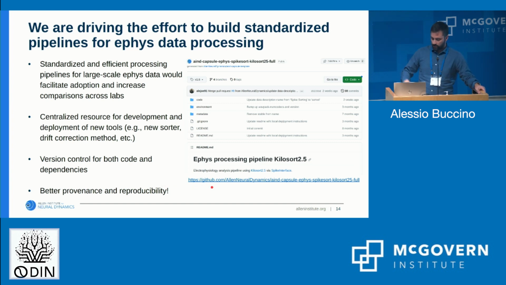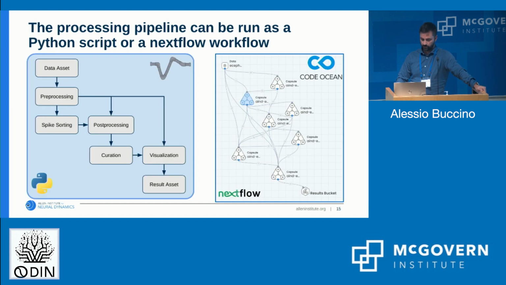So this is still a work in progress, but we have some working repos that we're currently using, and we are now in the process of extending it and making it more flexible for people to use. But this is how it looks. You can either run this pipeline as a Python script or as a Nextflow workflow. In the latter case, each of these steps, like pre-processing, spike sorting, post-processing, curation, and visualization, can actually run on different machines with appropriate computational resources. For example, a GPU is really only used by the spike sorter. So why pay for a GPU for pre-processing if it's highly CPU heavy?